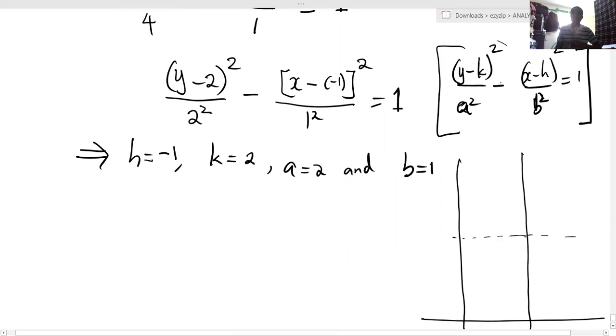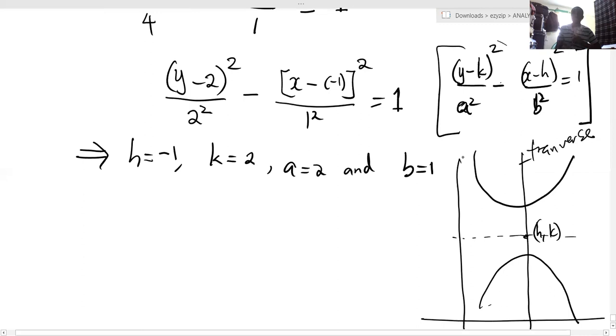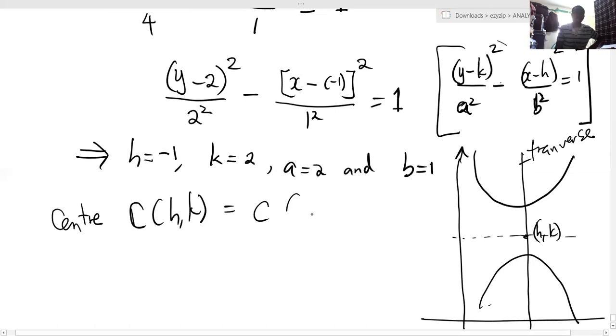Where if this is the center, h comma k, then this is how the hyperbola looks like. The transverse axis is parallel to the y-axis because the y term is the one that is positive. So therefore the center, in this case, is C, h comma k, which will be C has coordinates -1, 2. So those are the coordinates of the center for this given hyperbola.